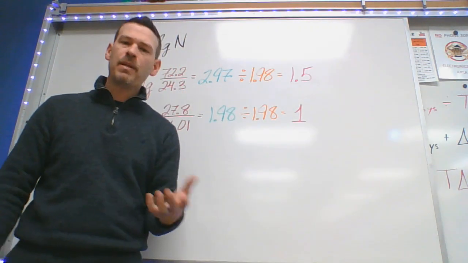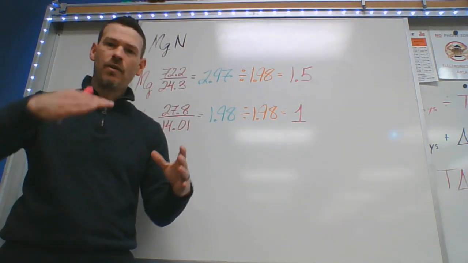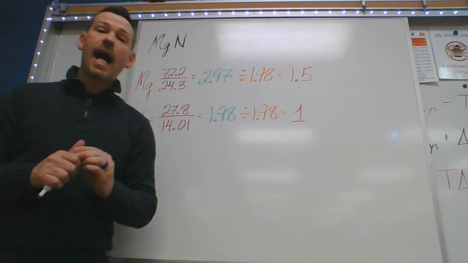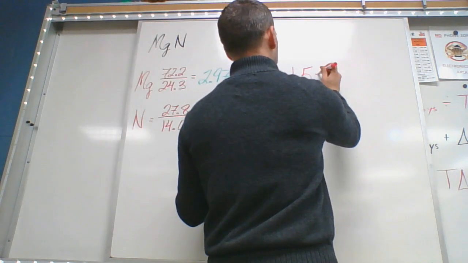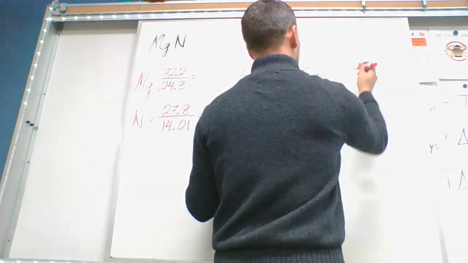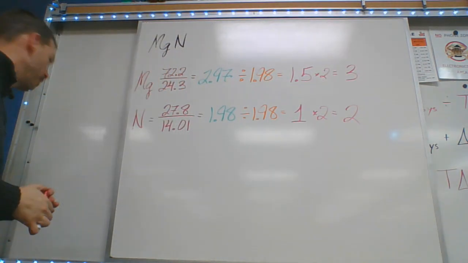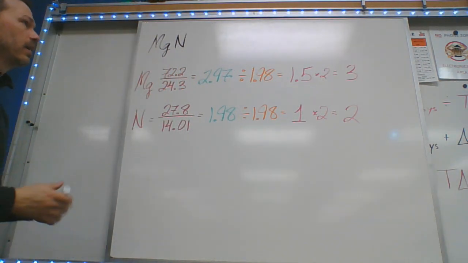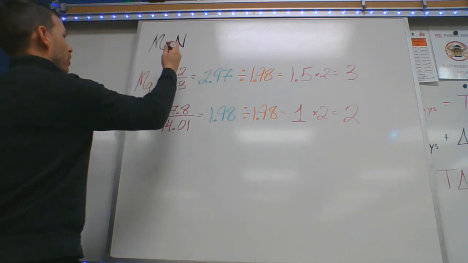All right, last time I didn't put decimals up there because we were at 0.0s and 0.9s, so I just rounded those. But we've got one that qualifies. So multiply everything by 2. Now we have our empirical subscripts that I can put in the proper places, 3 and 2.